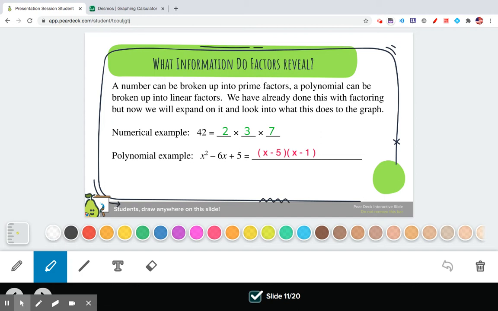Now the polynomial example, I have taken x squared minus 6x plus 5, and I've broken it up into 2 linear binomial factors, and I used backwards FOIL. And remember, we can check that the first 2 multiplied together is my x squared. Then I can look at my outside 2 and my inside 2. That's negative 1x minus 5x is negative 6x. And then the last 2 multiplied together is positive 5. So when it comes to polynomials, we can also break it up into factors: 2 polynomials which multiply together to equal the polynomial.